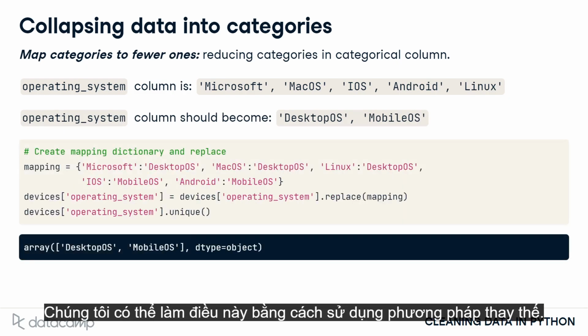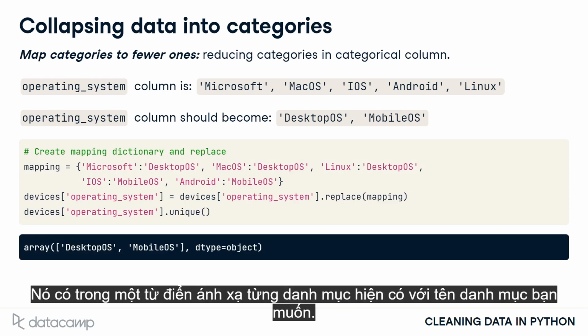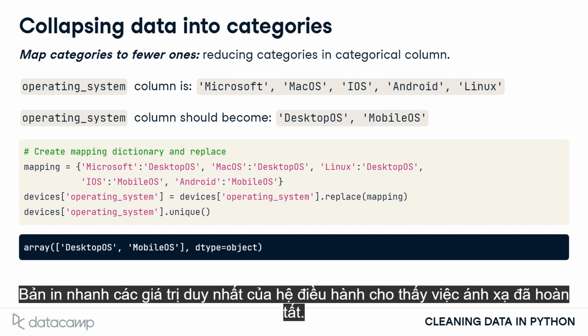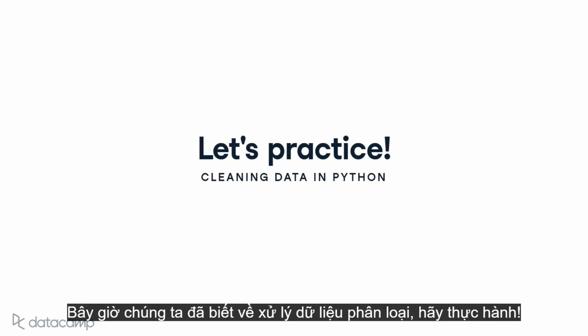We can do this by using the replace method. It takes in a dictionary that maps each existing category to the category name you desire. In this case, this is the mapping dictionary. A quick print of the unique values of operating system shows the mapping has been completed. Now that we know about treating categorical data, let's practice.